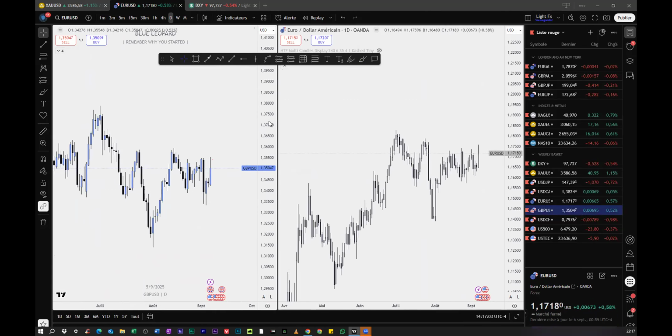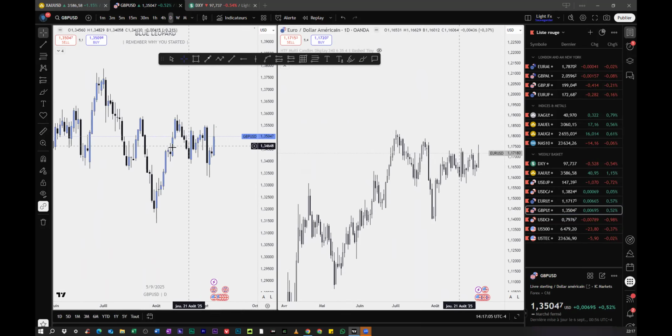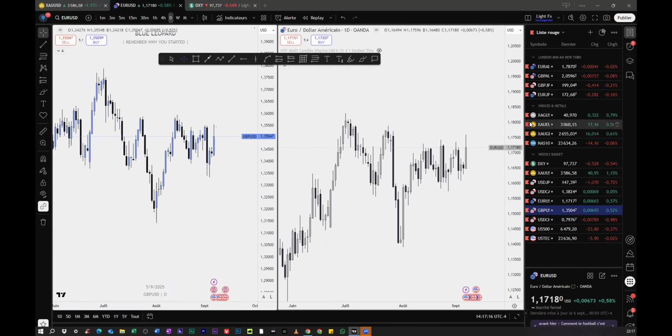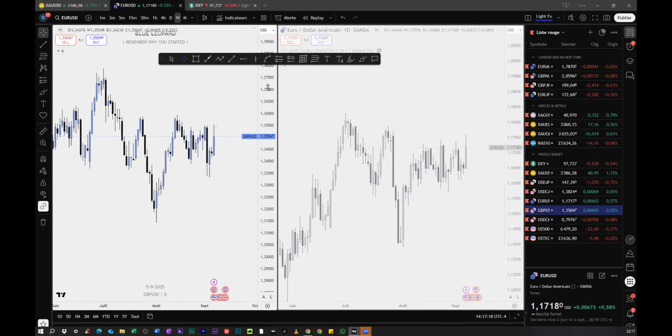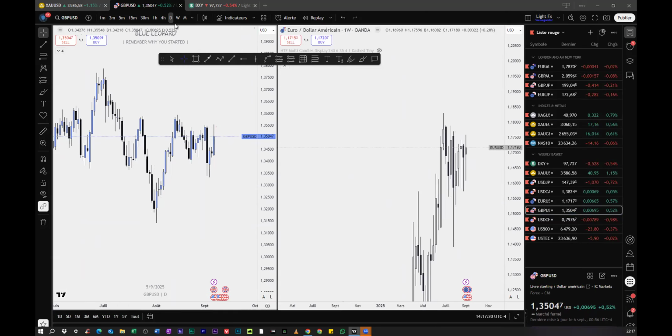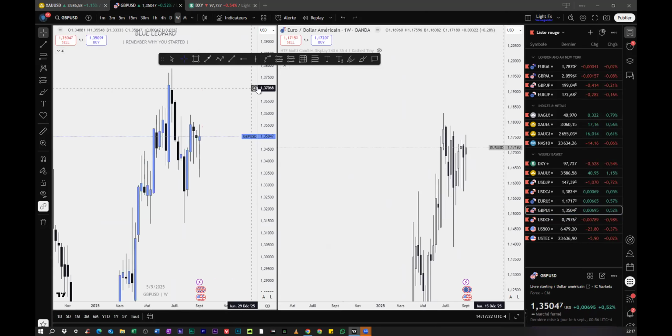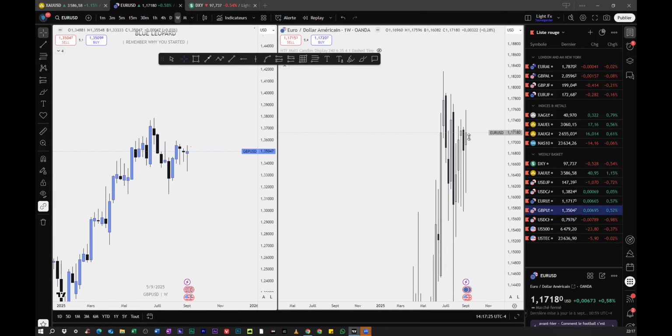Okay. Now, every time I move the mouse here, look at my cross lines. You can see them on the other side too. Here and here. Okay? So pay attention. Now look at this. If I go on a weekly time frame on Euro USD and then on a weekly time frame on GBP USD, what do I have?